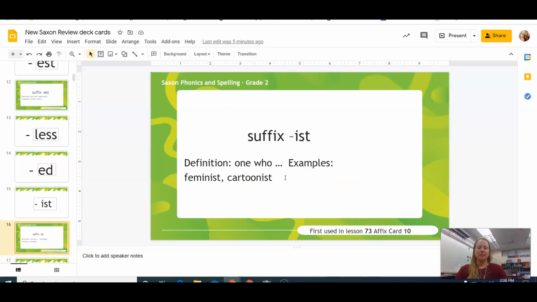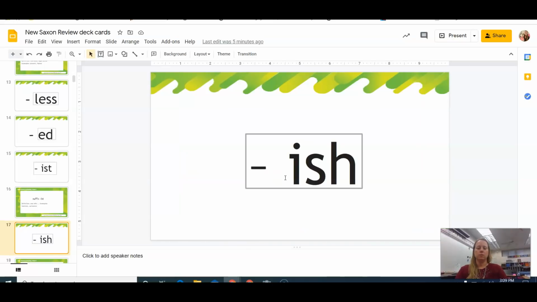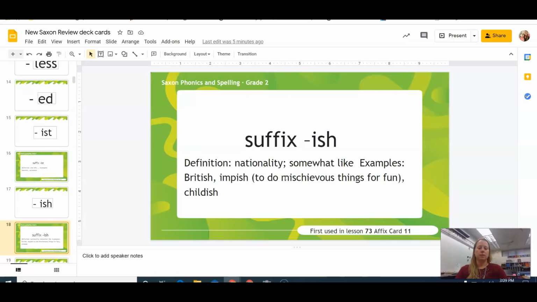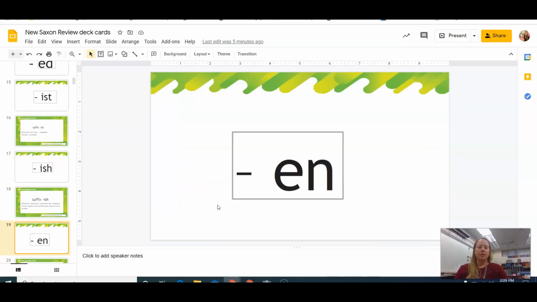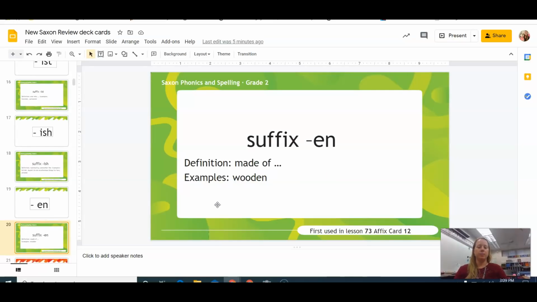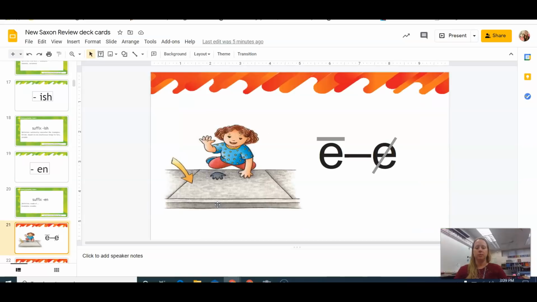Suffix ist means one who. For example, a cartoonist or a feminist. Okay, so a cartoonist is one who draws cartoons. Suffix ish means nationality or somewhat like. So, for example, British, your nationality is from Britain. Childish, you're somewhat acting like a child. Suffix en means made of. For example, wooden, it is made out of wood.